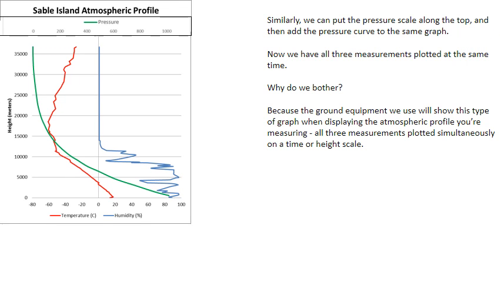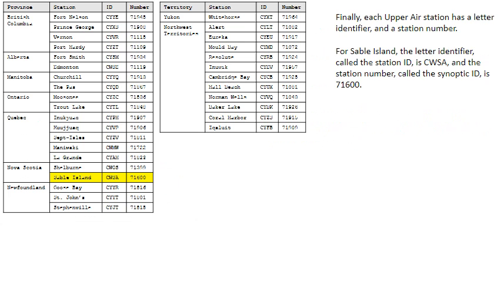Similarly, we can put the pressure scale along the top and then add the pressure curve to the same graph. Now we have all 3 measurements plotted at the same time. Why do we bother? Because the ground equipment we use will show this type of graph when displaying the atmospheric profile you're measuring. All 3 measurements plotted simultaneously on a time or a height scale.